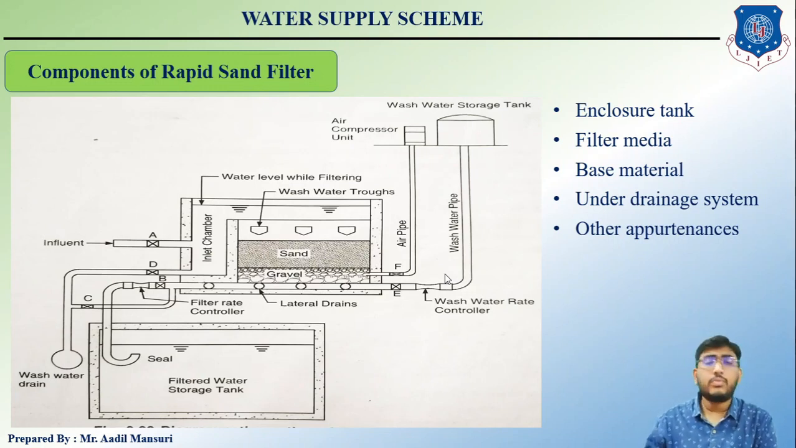Next, talking about the base material, it has 4 to 5 layers of gravel of depth 45 to 60 centimeter, and it helps to support the sand layers and also distribute water. Under drainage system collects filtered water uniformly, distributes backwash water without disturbing the gravel bed, and direction of flow is opposite to that of the backwashing.